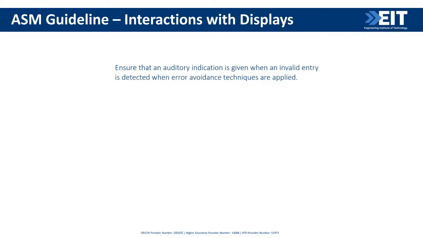So the next guideline is: ensure that an auditory indication is given when an invalid entry is detected when error avoidance techniques are applied. That means that if the operator is going to perform an entry and he makes a mistake in that entry, for example, if there is a range for a set point of 0 to 50%, and by mistake he enters 55%, and he moves his eyes away from it, he might think that the control system has taken the set point, whereas it has not. So in those conditions, if you can give an audible indication, that will draw the attention of the operator and he can actually fix his mistake.